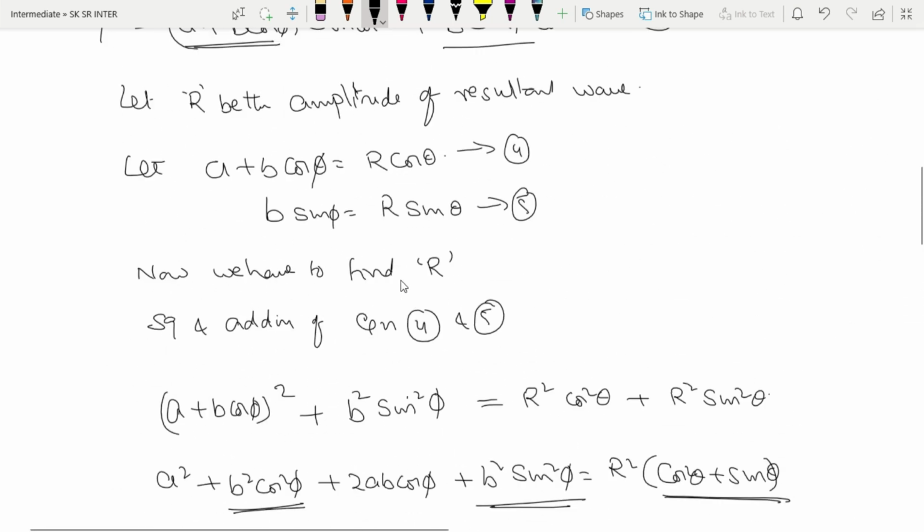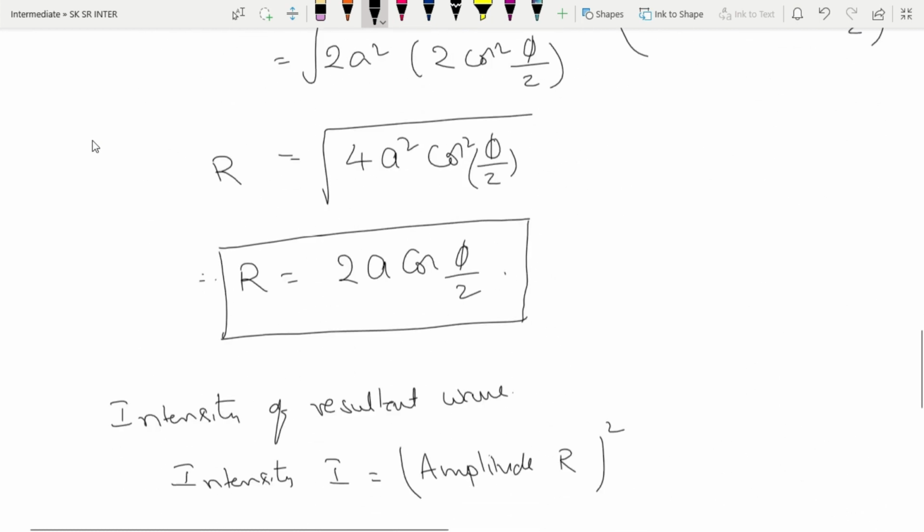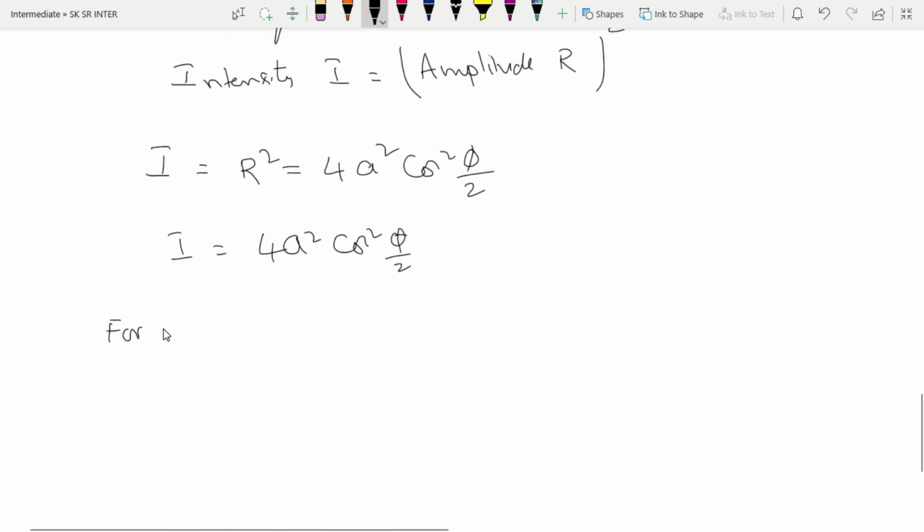We have to find the conditions for maximum and zero intensity, that means maximum and minimum intensity. So for maximum intensity we have to put this phi value. This expression I will be maximum at phi is equal to 0. If I put 0 here, this cos value will be 1. So 4a square into 1, so that will be maximum intensity.